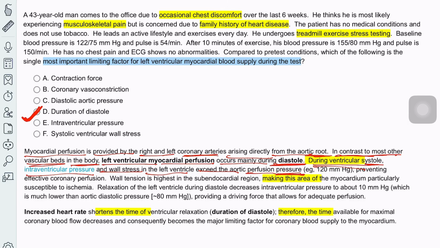preventing effective coronary perfusion. Wall tension is highest in the subendocardial region, making this area of the myocardium particularly susceptible to ischemia. Relaxation of the left ventricle during diastole decreases intraventricular pressure to about 10 mm, which is much lower than the aortic diastolic pressure, providing a driving force that allows for adequate perfusion.